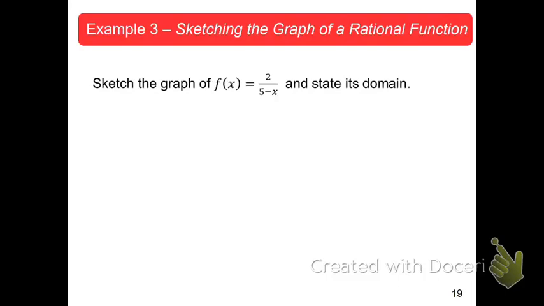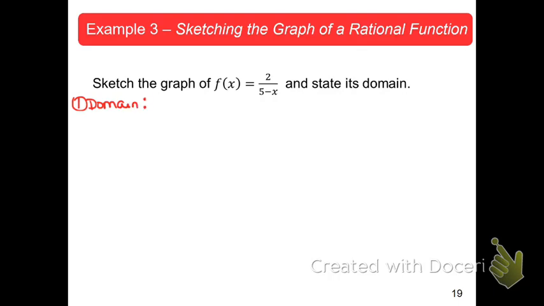All right. So example 3, we're going to sketch a graph of f of x equals 2 over 5 minus x and state its domain. So we're going to use those 8 steps. So our first one, remember, is to find the domain. How do we find domain?